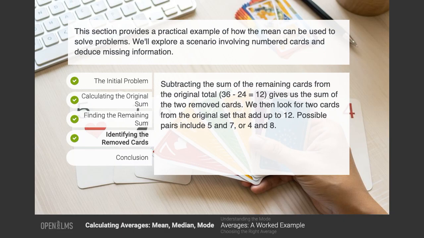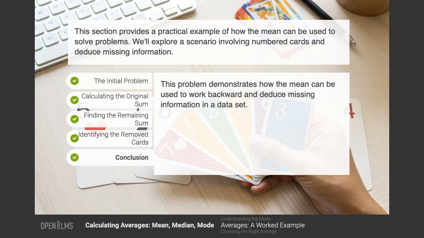We then look for 2 cards from the original set that add up to 12. Possible pairs include 5 and 7, or 4 and 8. This problem demonstrates how the mean can be used to work backward and deduce missing information in a dataset.